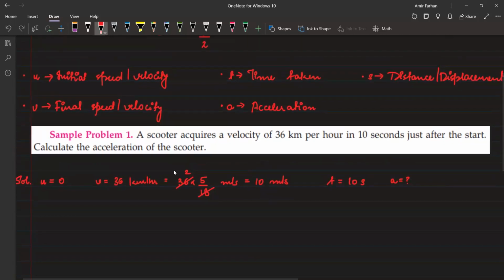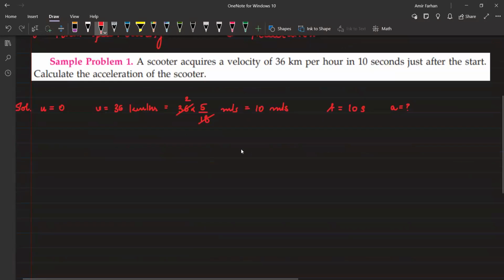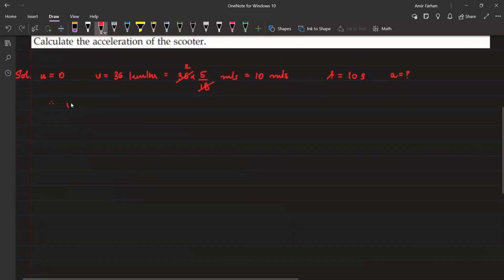Now please tell me which equation I should use. I need to find the acceleration, and acceleration is present in all 3. I don't have distance, so these 2 will be eliminated already. I have only final velocity and initial velocity, so I will go with the first equation. Yes or no, everyone? Because the other 2 involve the distance or displacement term. So we will go with the first equation, V equals U plus AT. I need A, so A will be equal to V minus U by T. As you can see, this is also the formula of acceleration that we did in the previous topic.